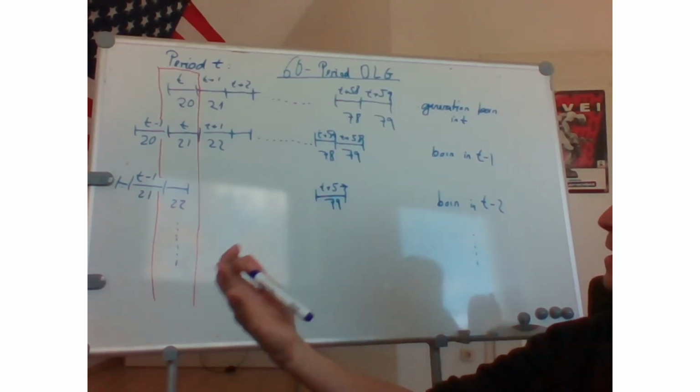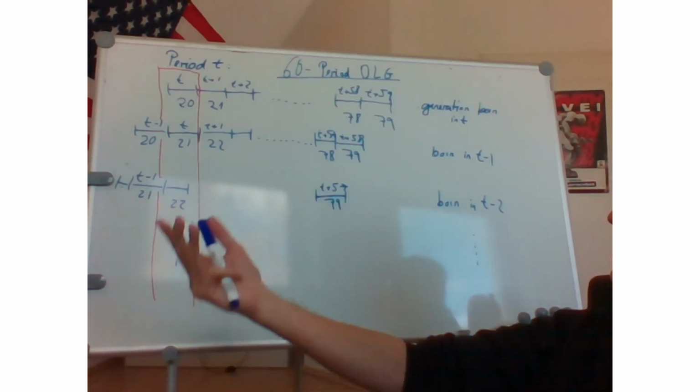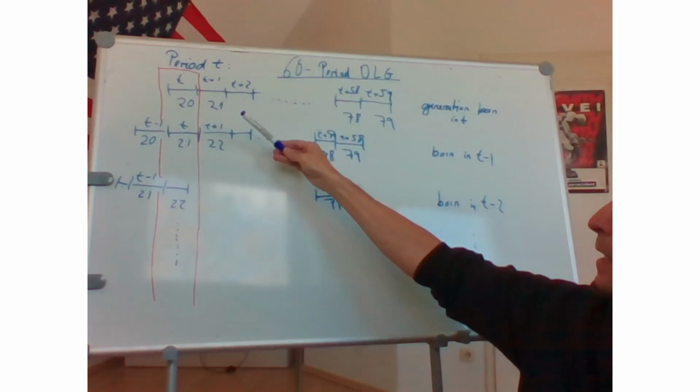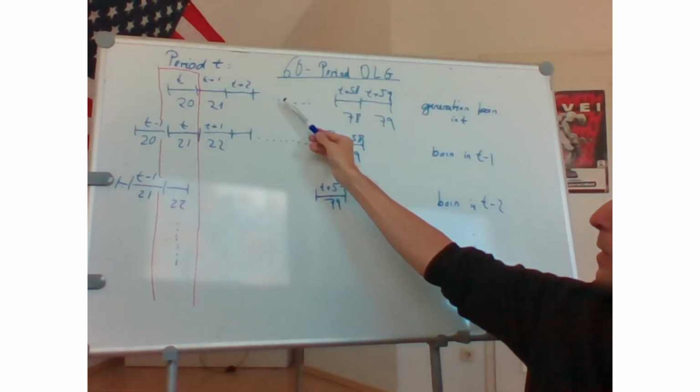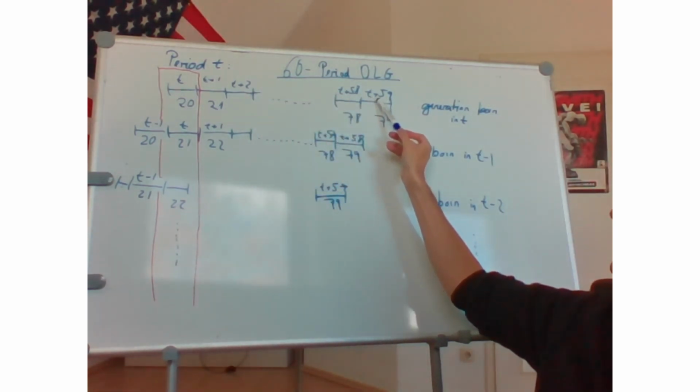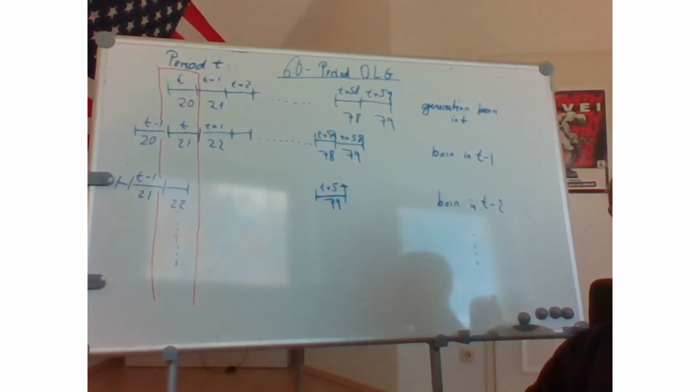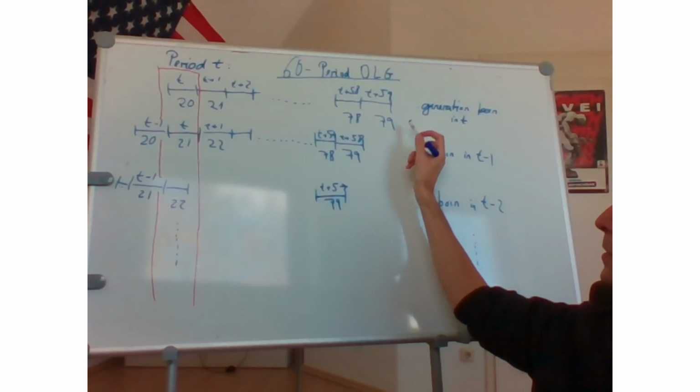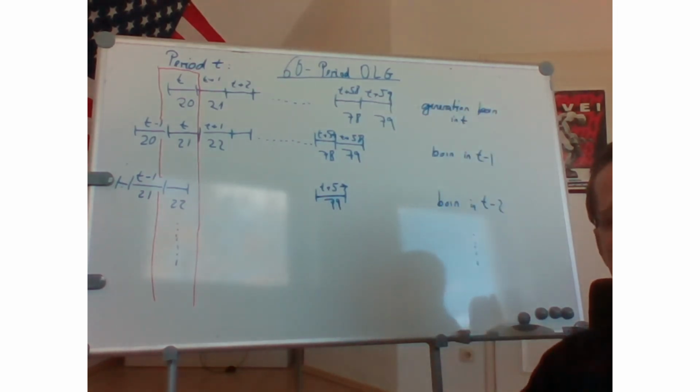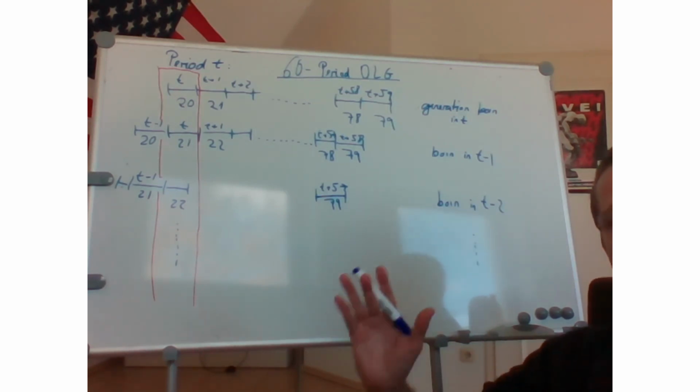And in the year 2021, they are 21. And so on in period T plus 1 up to period T plus 59. So in the year 2079, they are 79 years old, and they will die at the end of this year. They're celebrating New Year's Eve, but they will not make it to the next year.